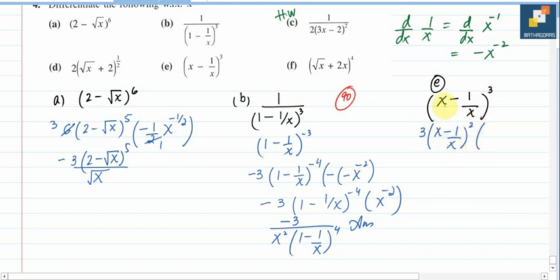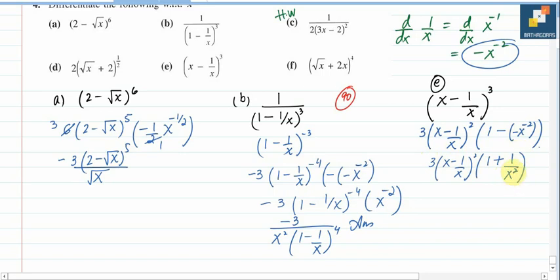Now I need to find the derivative of this function. So d by dx of x is 1 minus d by dx of 1 upon x, which is minus x power minus 2, so its derivative is already found out. The final answer will be 3 times x minus 1 upon x whole square, times 1 plus 1 upon x square. Since the power of x is minus 2, I can write it as 1 upon x square. To make the power positive, I shift it to the denominator.